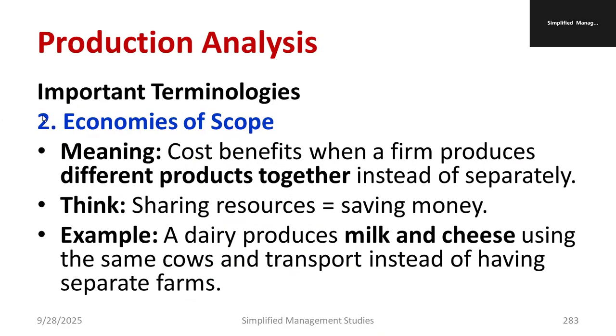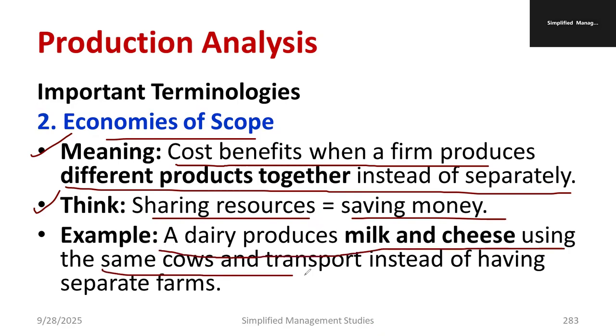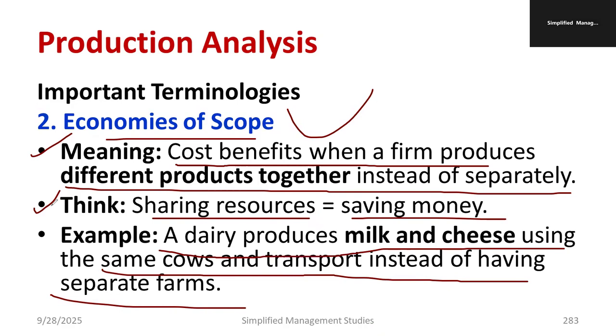The second one is called economies of scope. What do we mean by economies of scope? Cost benefits when a firm produces different products together instead of separately. That is a plus point. Many companies are doing like that. By sharing resources, of course, that will save money. A dairy produces milk and cheese using the same cow and transport instead of having separate farms. Yes, that is what is known as economies of scope.